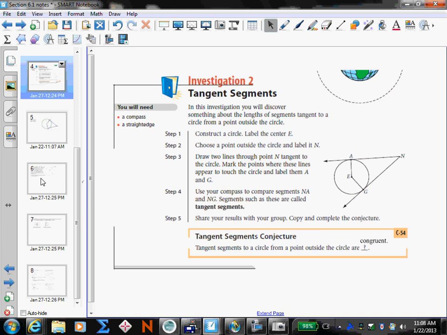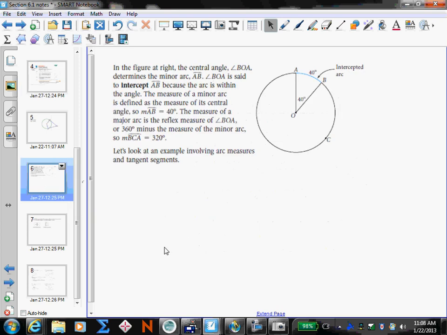Okay, we're going to talk a little bit more about arcs and angles, which we talked about in chapter 1. I'm not so sure if you remember it or not. So let's look at this picture here. In the figure at the right, the central angle, angle BOA. Remember the definition of a central angle: the vertex of the angle is on the center of the circle. It determines minor arc, arc AB. So the angle makes the arc, and then look at the measures. The central angle is 40 degrees, and the intercepted arc is 40 degrees.